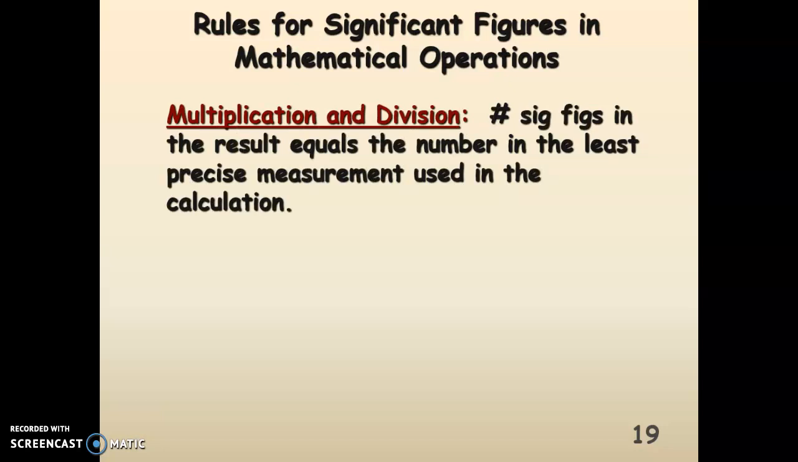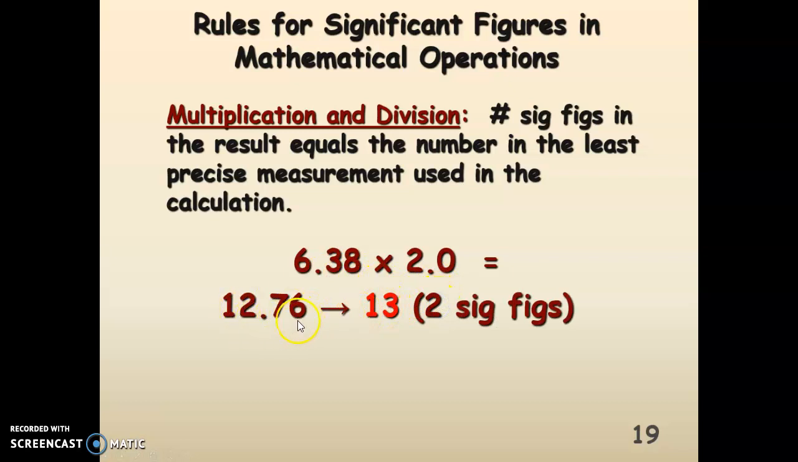For multiplying and dividing, the number of significant figures in the result is going to be equal to the number of significant figures in the least precise measurement used in the calculation. For example, if we do 6.38 times 2.0, you would get a calculator answer of 12.76, but you would round that to two significant figures, so 13, because 6.38 has three significant figures and 2.0 has two significant figures. Remember, trailing zeros are significant when there's a decimal point expressed.